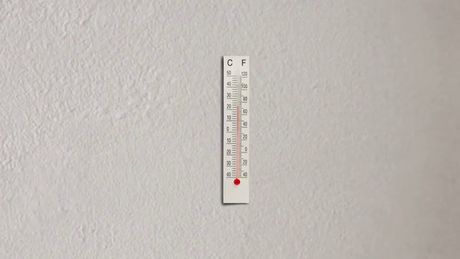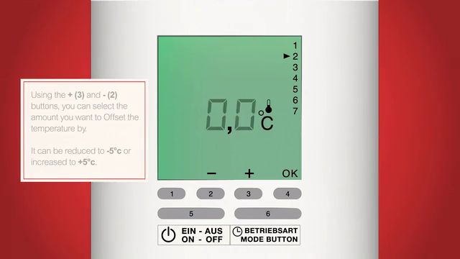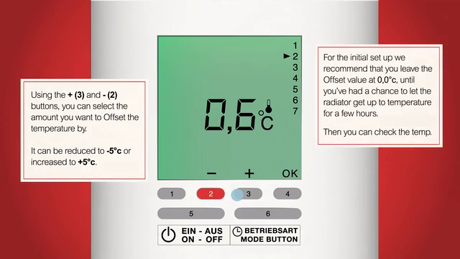We can use this offset temperature setting to calibrate and match it with your external thermometer. As you can see here, we have a thermometer in the room reading 21.5 degrees, but our radiator is reading 20.9 degrees. This difference is 0.6 degrees. To match these up, we can use the plus and minus buttons, buttons 2 and 3, to change the offset temperature to 0.6. The radiator will now match our external thermometer.